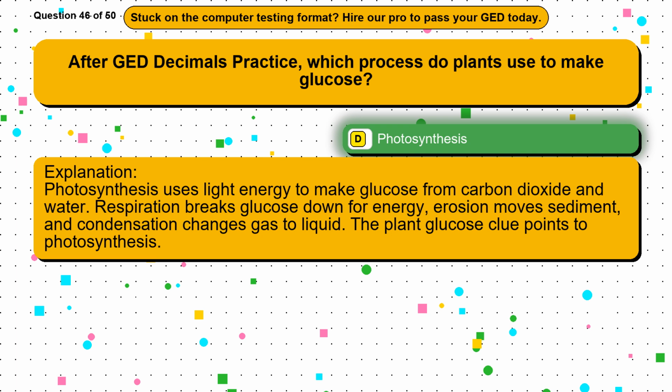Respiration breaks glucose down for energy, erosion moves sediment, and condensation changes gas to liquid. The plant glucose clue points to photosynthesis.